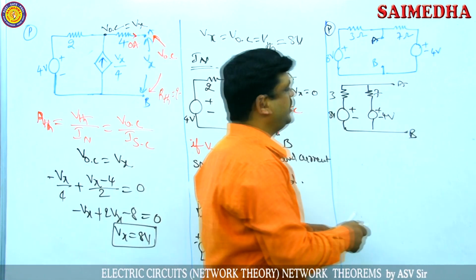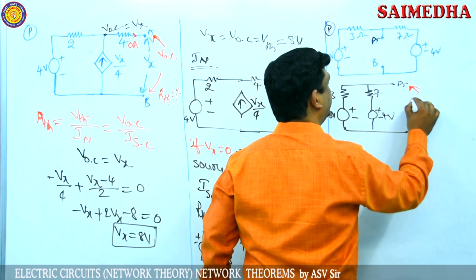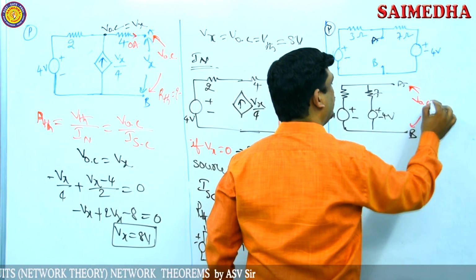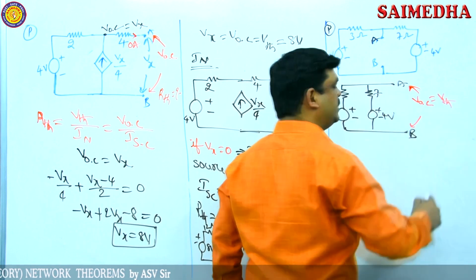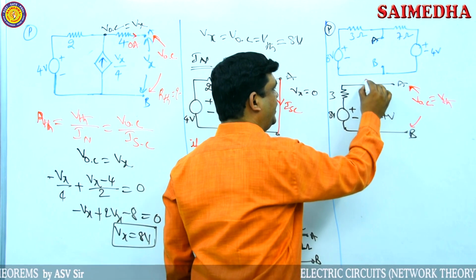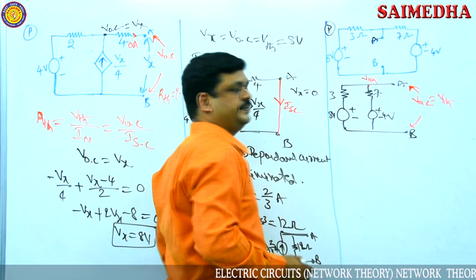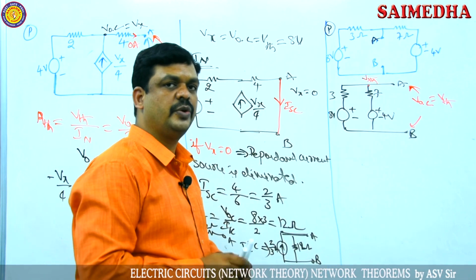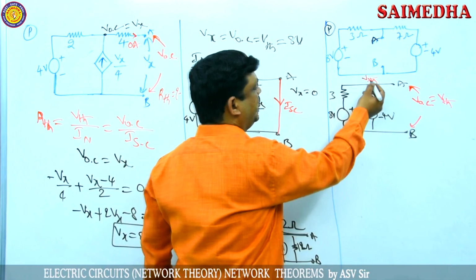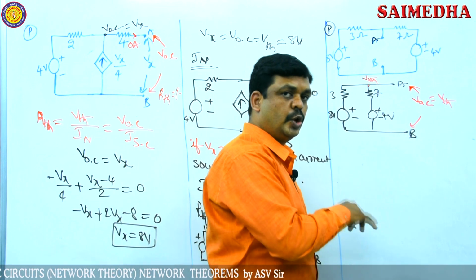So for that purpose, initially I want to find out Thevenin's voltage, VOC, the open circuit voltage, which is also called Thevenin's voltage. So this point gives the Thevenin's voltage, or open circuit voltage. To find this, I am applying nodal analysis here.